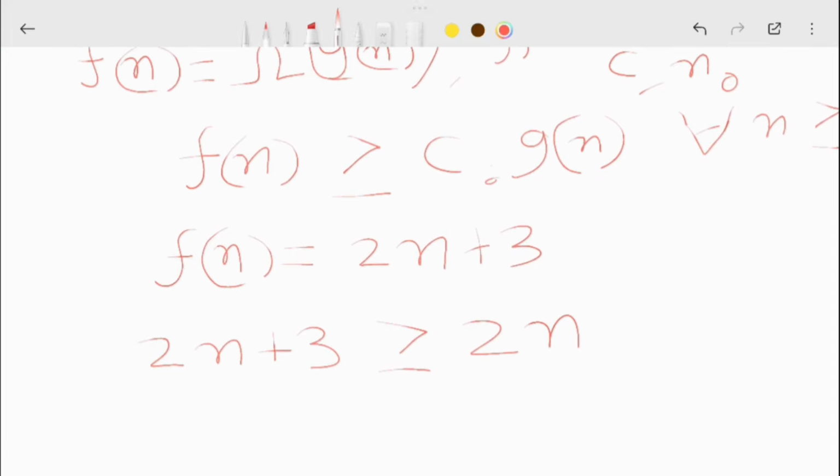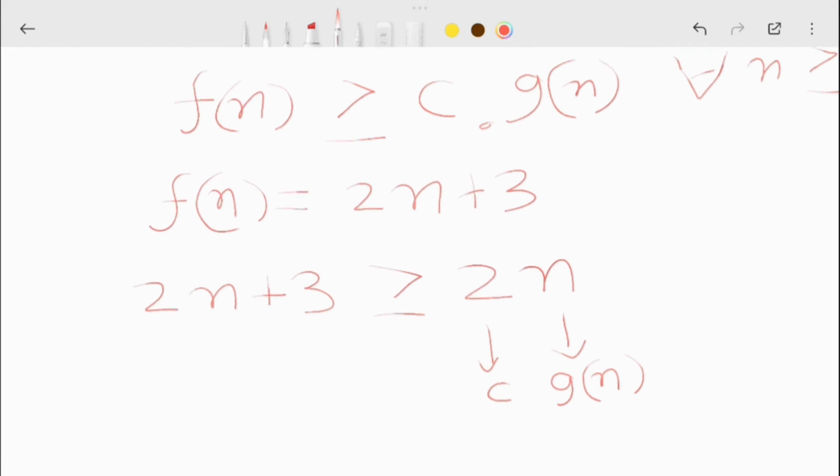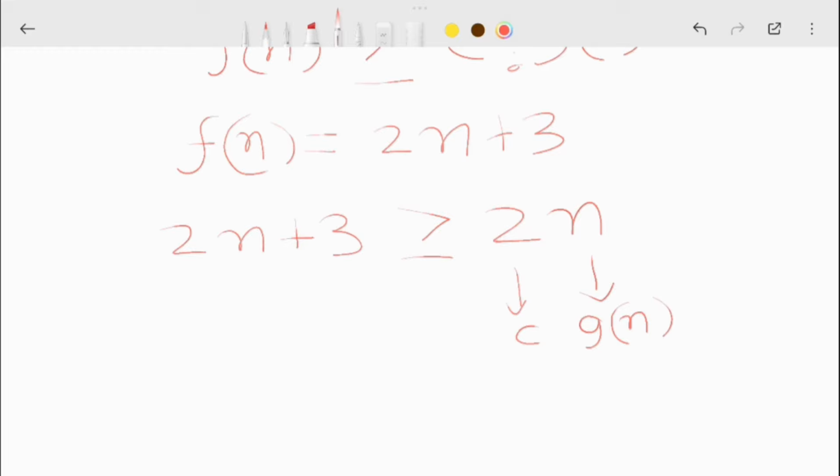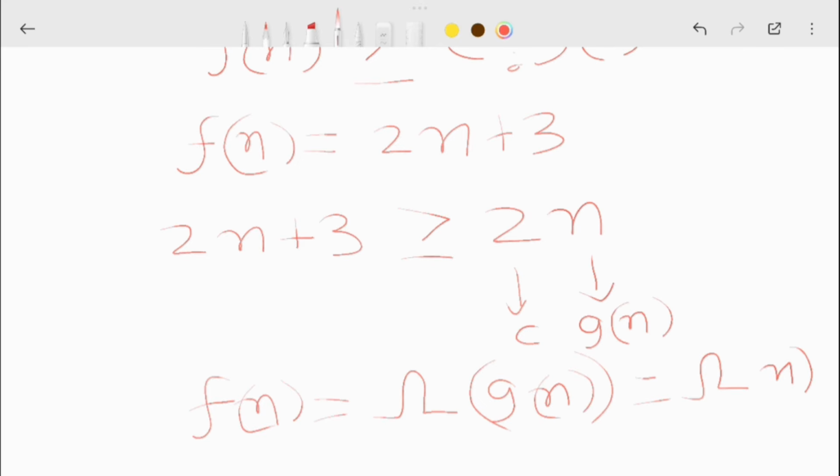So now we find a c value that is 2, and then g of n, that is n. For these values, this f of n is always greater than or equal to this c into g of n value. So now we can represent this function f of n as big omega of g of n. That is big omega of n.